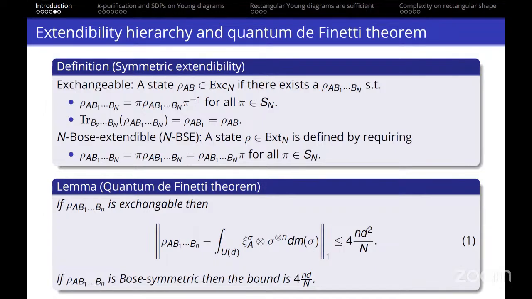And then I will mention a very important theorem called the quantum de Finetti theorem, which gives you convergent bounds between the symmetric state, the exchangeable or bosonic symmetry, which has different bounds, but not much different, and the convex linear combination of product states.